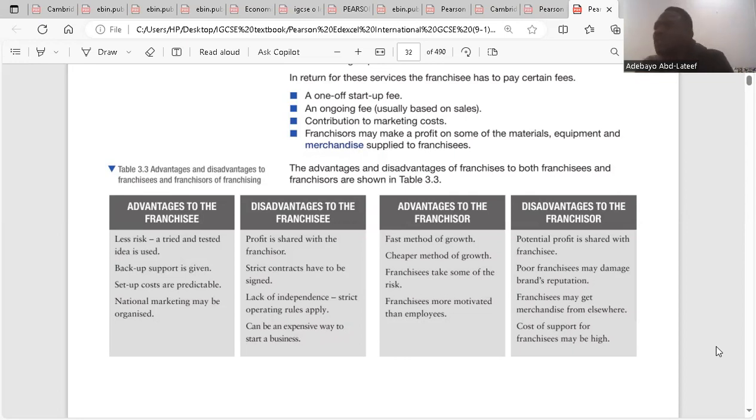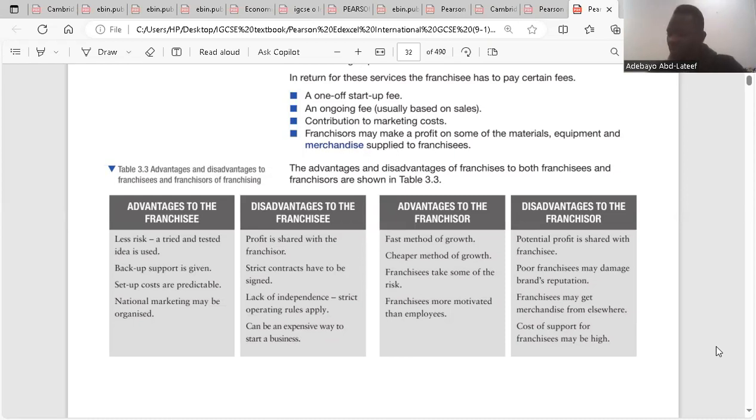Two, the setup cost, the amount you have to pay to start it up, is known. They will tell you, oh, I want to buy a franchise from KFC. They will tell you the price. You would know. Unlike when you have to start up your own business, you will need a lot of money that you cannot know. Do you get it? That's the point. And the third point is that national marketing is assured. They can advertise for you without you paying, without you doing the advertisement, because it's a big company.